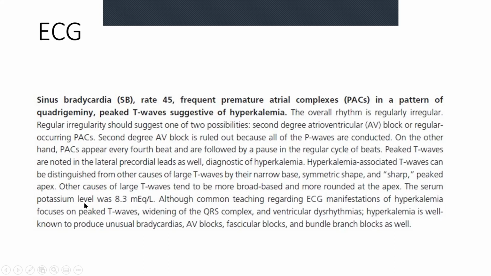Now, the serum potassium in this patient was 8.3, and although common teaching regarding ECG manifestations of hyperkalemia focuses on peaked T waves, widening of the QRS complexes, and ventricular dysrhythmias, hyperkalemia is well known to produce unusual bradycardias, AV blocks, fascicular blocks, bundle branch blocks as well, which is some of the things that we saw over there.